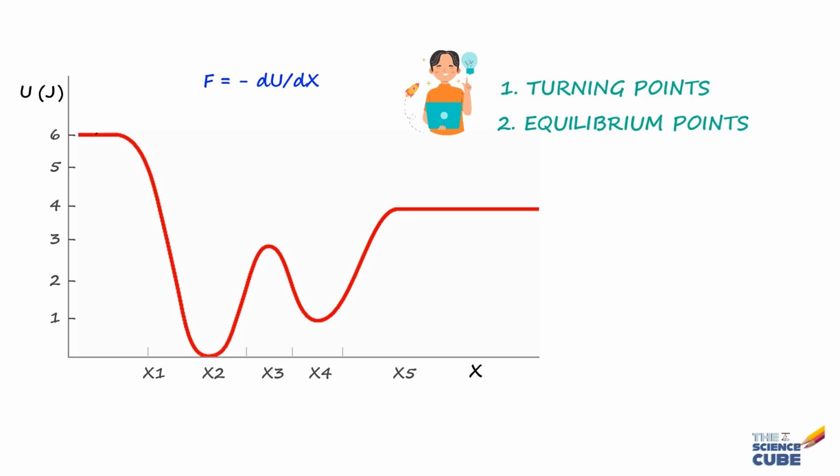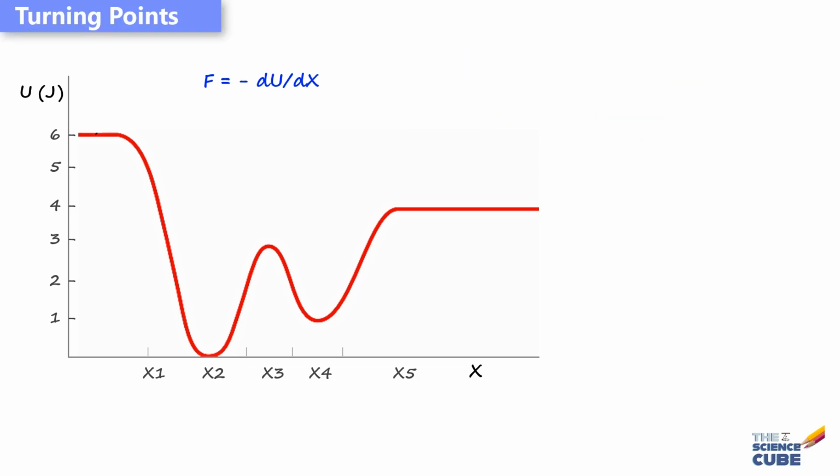So let us first study the idea of turning points. In the earlier lesson, you learned that if only conservative force is acting, the mechanical energy E of a system has a constant value. That is, it neither decreases nor increases and is given as a sum of potential energy and kinetic energy for different x values. So let us rewrite this equation like this. That is, K is equal to E minus U.